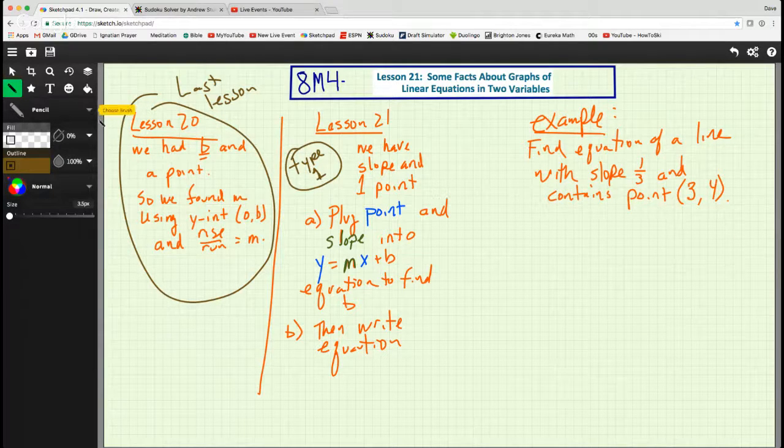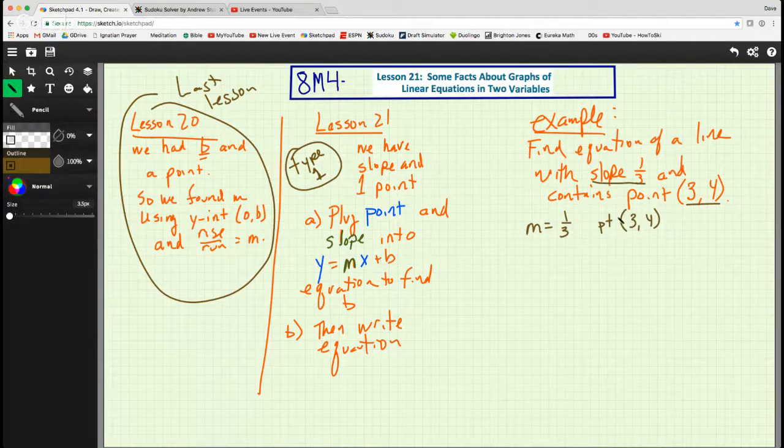Right, we can draw this, we can graph this, but we can do this without a graph. And when we do this, I think we're going to get a y-intercept that doesn't cross evenly, so we're going to do this a different way. So with slope 1/3 and a point (3, 4), I'm going to write that down: m equals 1/3, and the point (3, 4) is on that line.